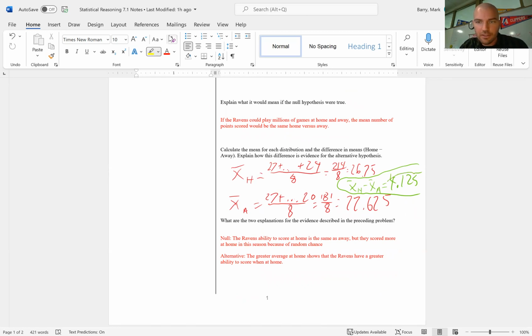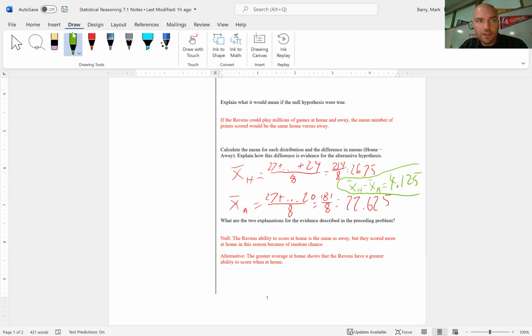Oops, I'm trying to highlight that, excuse me. This 4.125, right there. Can I get a highlighter here? There's the highlighter. Okay, so that's the key there, the 4.125. We're going to carry that forward down here.